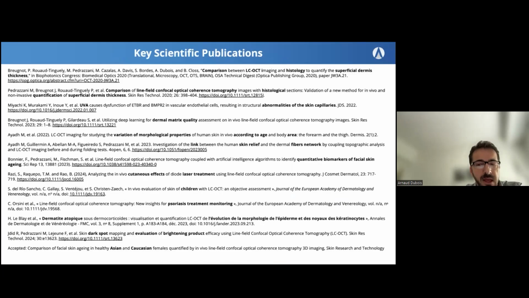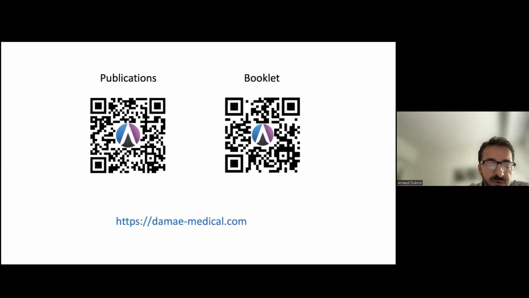So I've given you briefly an overview of the possibilities offered by LC-OCT combined with artificial intelligence for dermocosmetic studies. For more information, I invite you to consult the publications on the subject. And you can also scan the QR code here to access the publications and our booklet on dermocosmetic applications.